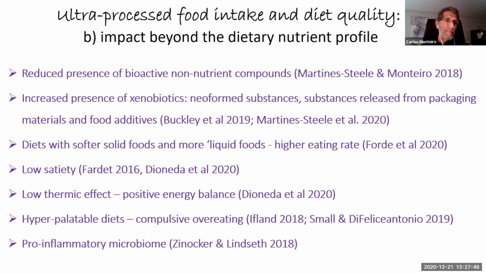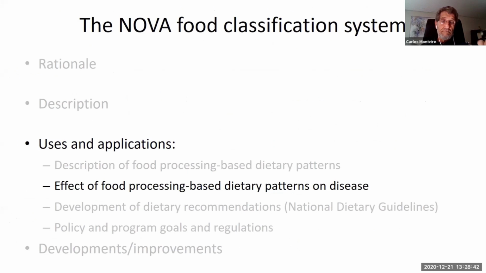But it's not just nutrients. Ultra-processed foods influence other attributes of diet. I don't have time here to go into detail, but here I'm putting 7 possible mechanisms that link ultra-processed foods to disease without going through nutrients. First, evidence of the reduced presence of bioactive non-nutrient compounds, in this case, phytoestrogens, increased presence of xenobiotics, not just additives, but also newly formed substances, substances released by packaging materials, low satiety, low thermic effect. This is also very important to control energy balance, hyperpalatable diets and compulsive overeating, and finally, pro-inflammatory microbiome. This is a very important topic in research. So it looks like several components of ultra-processed foods can influence the microbiome in a very negative way.